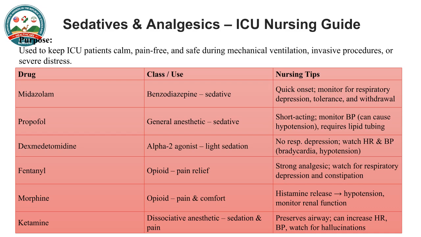Monitor HR and BP. Fentanyl, strong analgesic, monitor for respiratory depression and constipation. Morphine, analgesia and comfort, causes histamine release, hypotension. Monitor renal function. Ketamine, preserves airway reflexes, increases HR and BP. Monitor for hallucinations. In short, the key role for ICU nurses is close monitoring of breathing, blood pressure, and side effects when using these drugs.